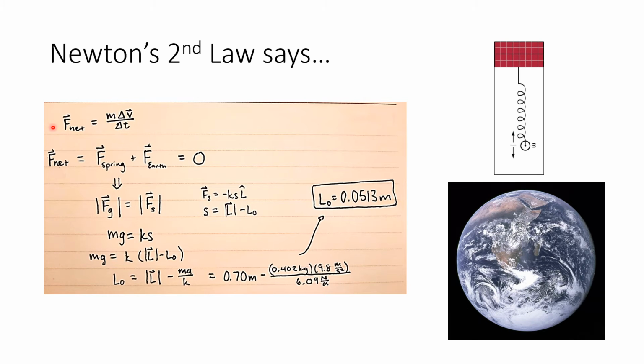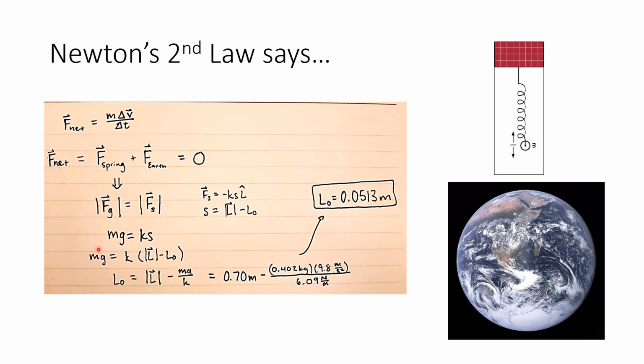Now that we have some initial conditions, we can use Newton's second law to find the resting length of the spring. Let's look at the forces interacting with the mass. We have spring force and the gravitational force. So F net is equal to the force of the spring plus the force of the earth. Since mass starts at rest, velocity is constant, so F net can be equal to 0. This means that the magnitude of the gravitational force is equal to the magnitude of the spring force.